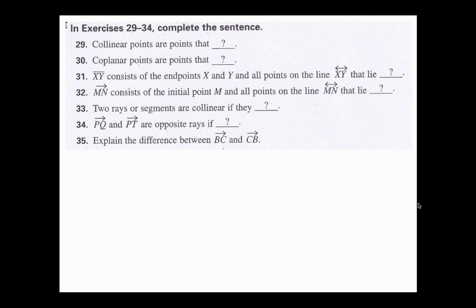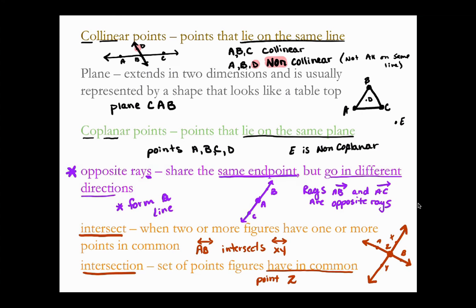Then we get to this set. This set of questions is going to use our vocabulary to answer them. I'm going to apologize for the fast flipping that I'm going to end up doing as we go through these. So this first one is collinear points, points that lie. And when we go back to our notes, collinear points are points that lie on the same line.